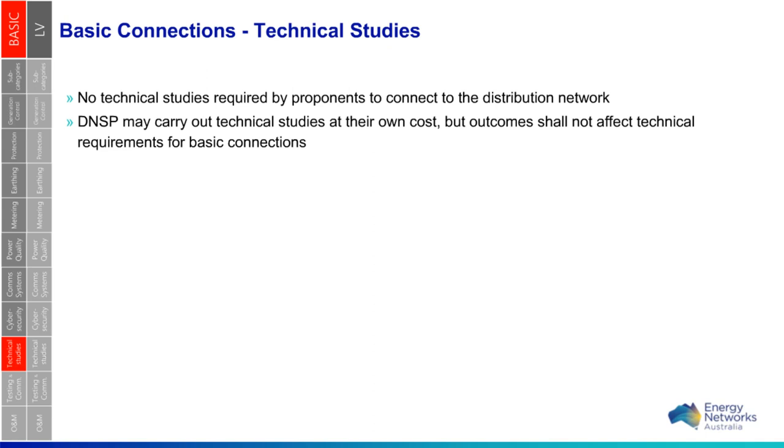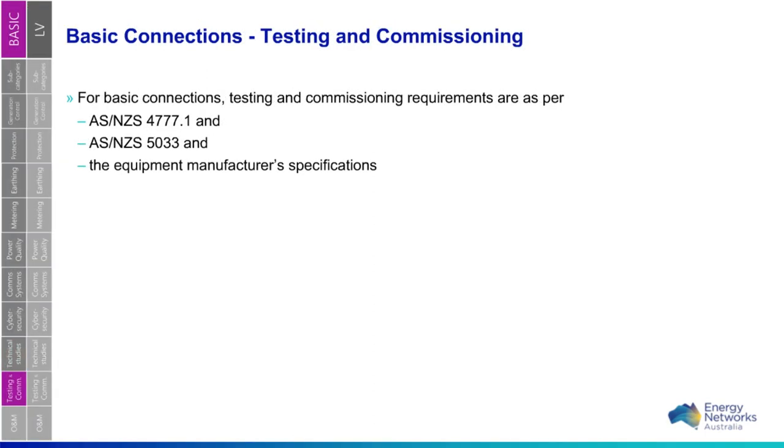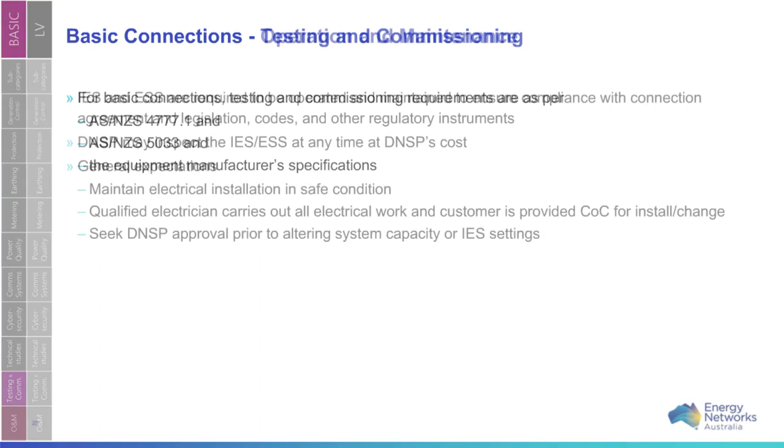There are no technical studies required by proponents to connect to the network, but in saying that, the guidelines do give the DNSPs the flexibility to carry out those technical studies if they want to at their own cost, but it shouldn't affect the technical requirements that are imposed for basic connections. Testing and commissioning requirements are as per 4777 and 5033, and also the equipment manufacturer specifications, so there's no additional requirements there.